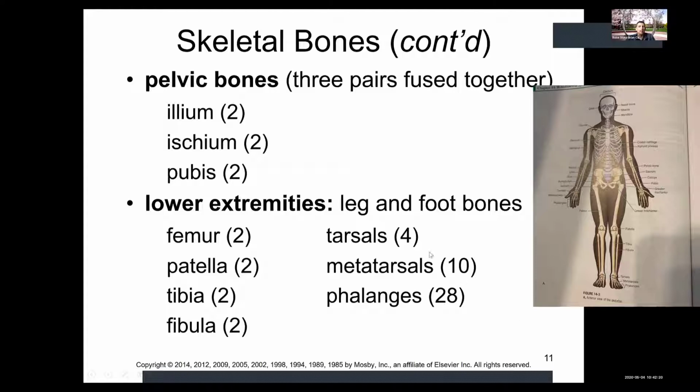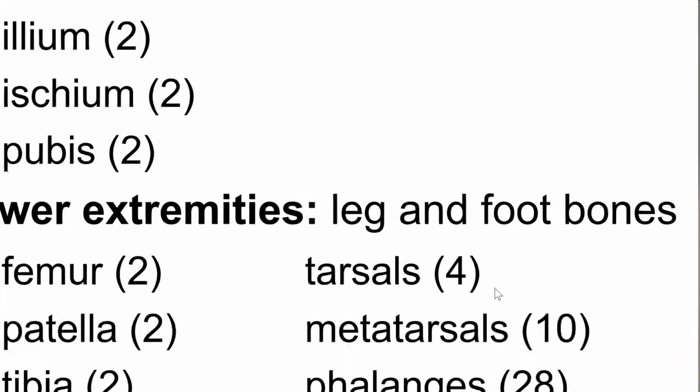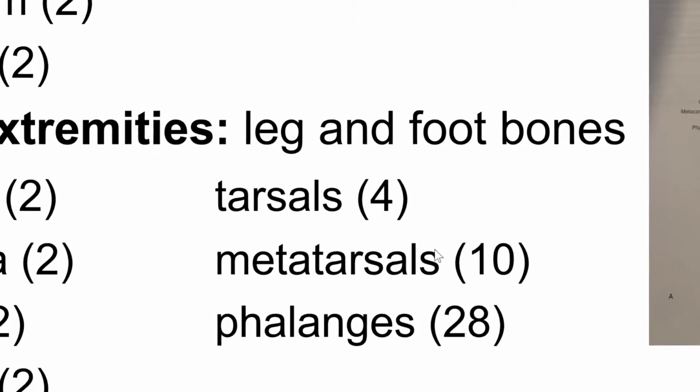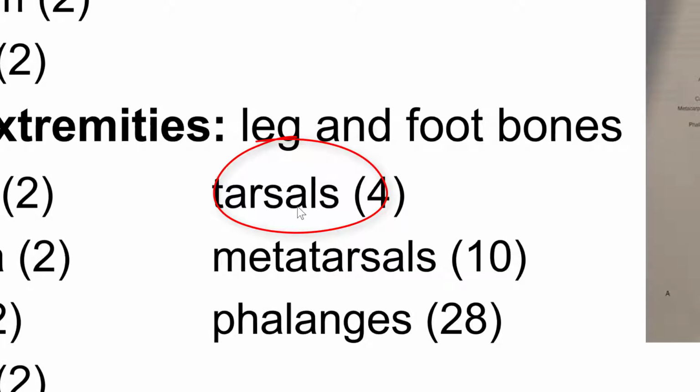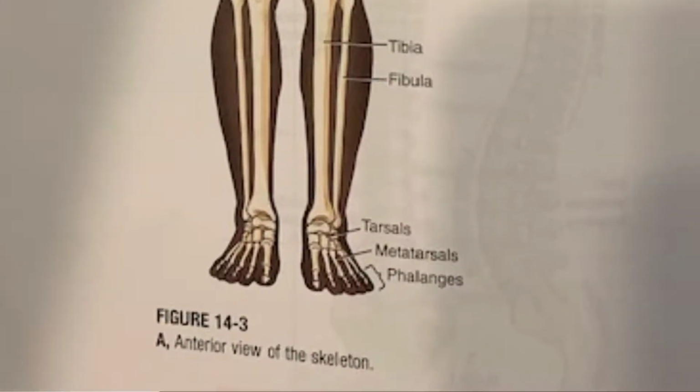In the leg, you also have ankle bones similar to our wrist bones in the upper extremities. In the upper extremities, those are called carpals. In the lower extremities, they're called tarsals. So you still have tarsals and metatarsals, which are analogous to the carpals and metacarpals of the upper extremities. And then the phalanges, again, phalanges for toes or fingers.